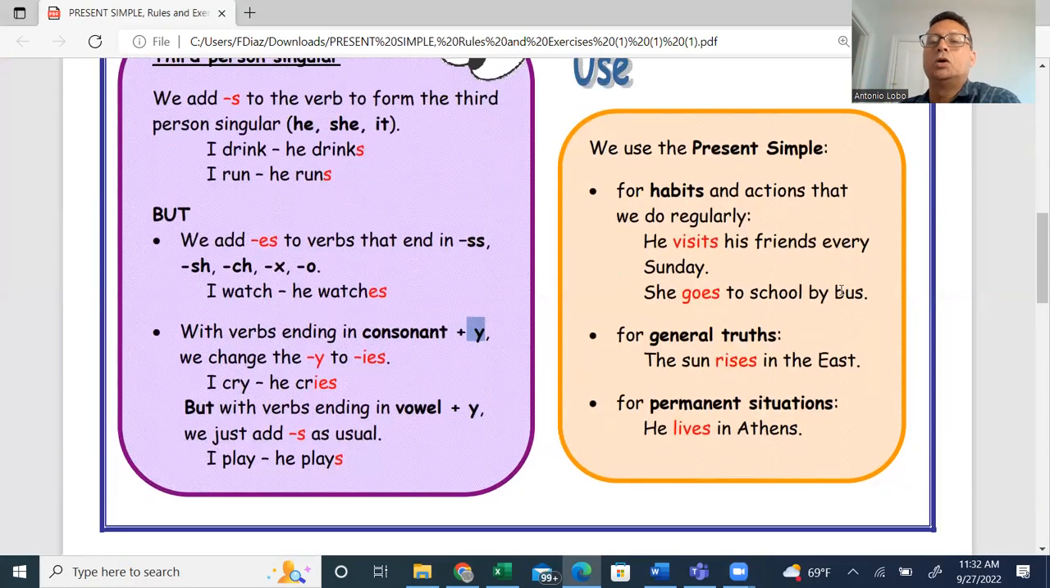Okay? We use the present simple for habits, things we do regularly. I visit my sister every weekend. We go to school by bus, by train. So it's a habit. For general truth, something that is a fact. The sun rises in the east. That's a fact. For permanent situation, we live in America. Do you understand?